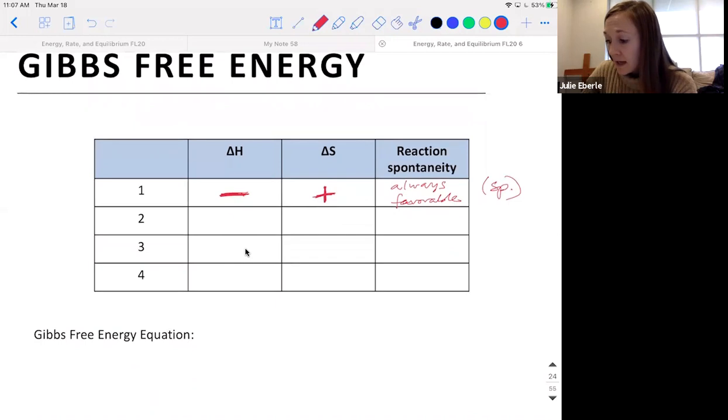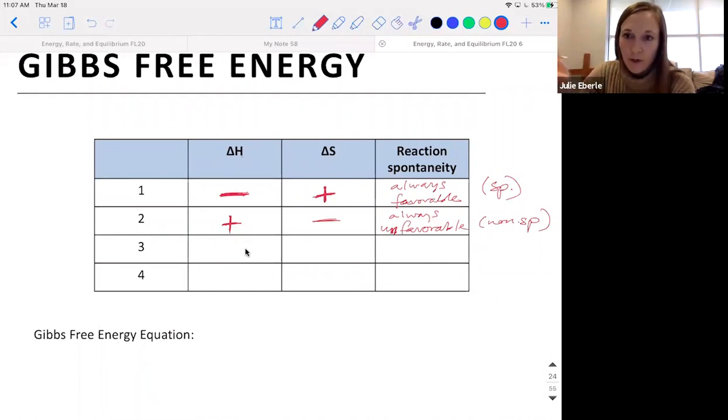Okay, on the flip side, if you have an endothermic reaction, that's a positive delta H and a negative delta S, that's going to be always unfavorable, I should say, since we're using the word favorable, or non-spontaneous. Okay. So again, if I ask you a question like, is a reaction favorable? Here's your delta S and here's your delta H. Well, if you have one of these two scenarios in rows 1 or 2, then you don't even have to do any math. You can just say, okay, it's spontaneous or it's not, based on the signs of these things.